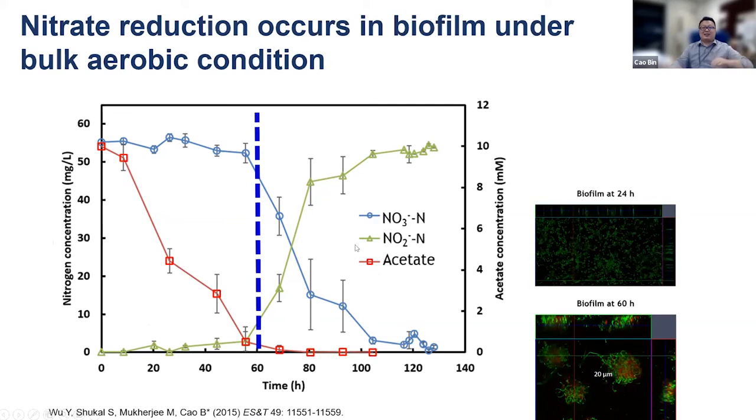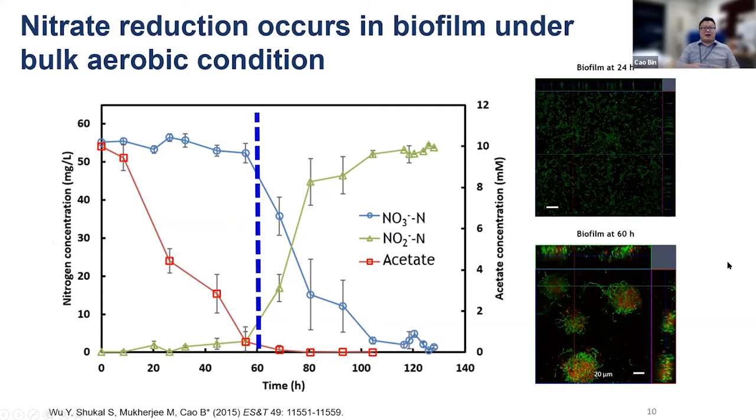So then we look at the biofilm on the confocal, and this is what we have. Before 60 hours, we do not see much three-dimensional structure in there. And after 60 hours, we start to see the three-dimensional structure. So we believe that it is because of the oxygen limitation inside the biofilm, so then nitrate starts to be used as the electron acceptor. So in this case, the nitrate can be reduced inside this biofilm under bulk aerobic condition.